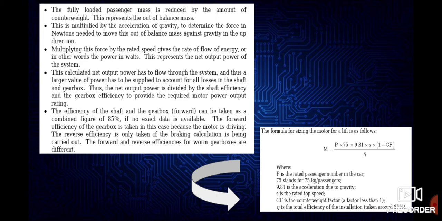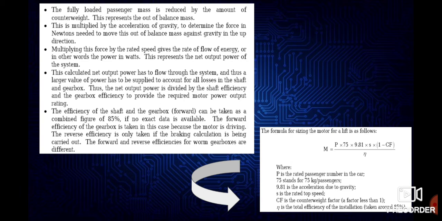So it can be taken as a combined figure of 85% if no exact data is available. The forward efficiency of the gearbox is taken in this case because the motor is driving. The reverse efficiency is only taken if the braking calculation is being carried out. For this condition, the forward and reverse duty efficiencies for worm gearboxes are different.